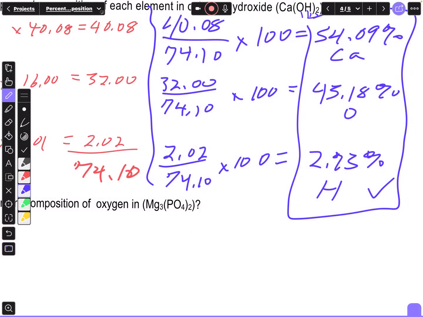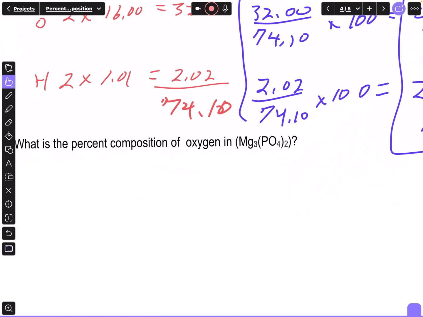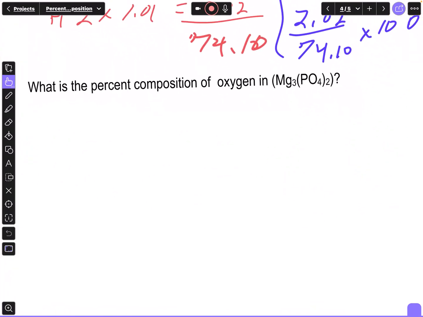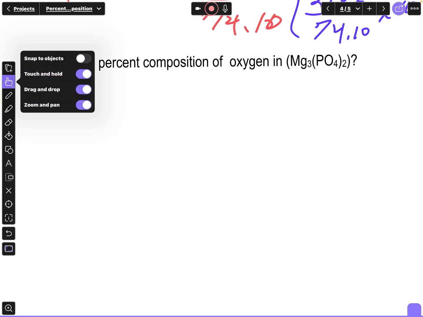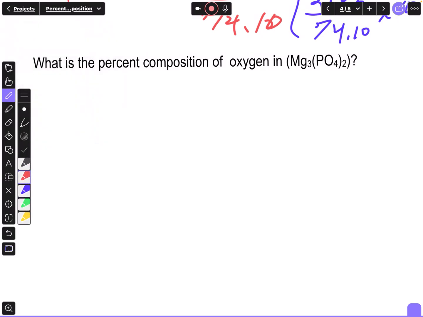So if I look at my last problem here, it asks me what's the percent composition of oxygen in Mg3(PO4)2. All right, so it's only asking me for one element. That's what most of these questions are going to be on our tests. But I would recommend that you work it out for all of them. That way you can check your answer to see if they add up to 100 or close to 100, and then just give the answer for the percent of oxygen.